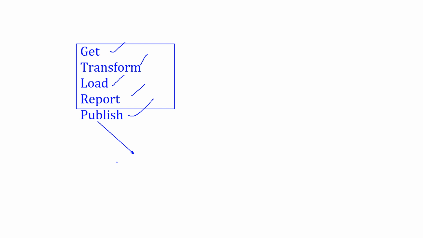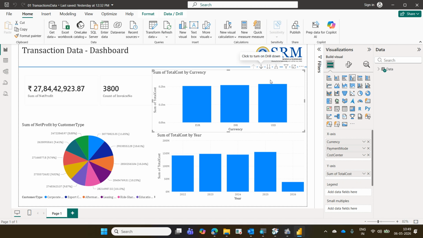But before publishing to other people, first we have to publish it within yourself, within your system. So let us see how to publish. Before publishing, you should have signed in. If you are not signed in, then you cannot publish it. If you are not signed in, try to sign in.